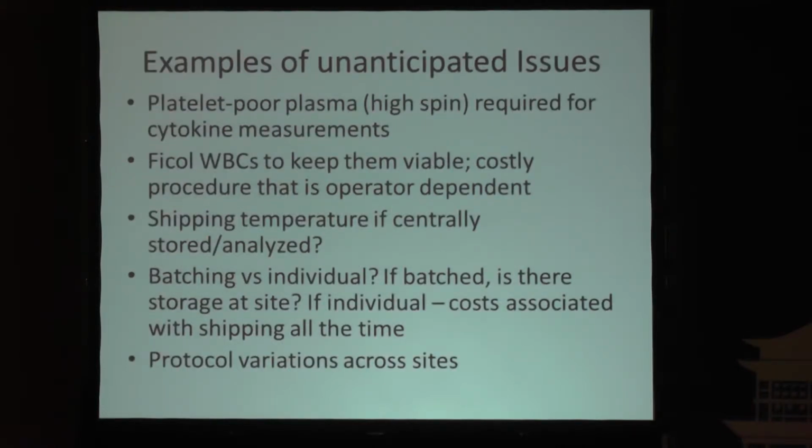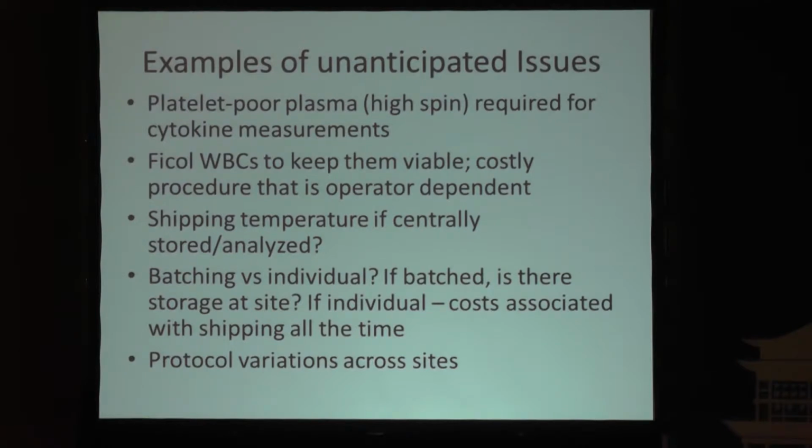So then, to finally give a couple of quick examples of unanticipated issues. And these are things that have happened to us. We ran a study in which we collected specimens and we spun it down to collect plasma. We found out 300 patients into the study that we were not actually spinning the sample long enough. We needed a double spin to make it platelet-free, and we didn't do that.